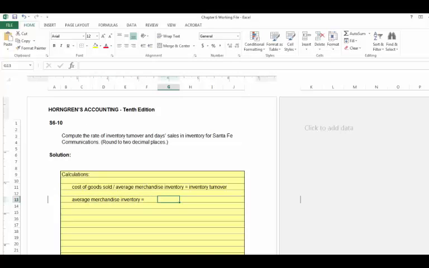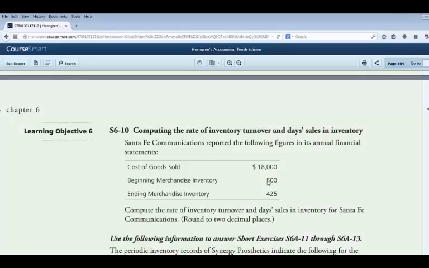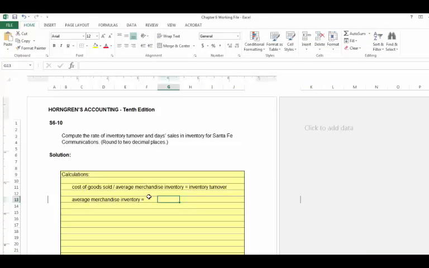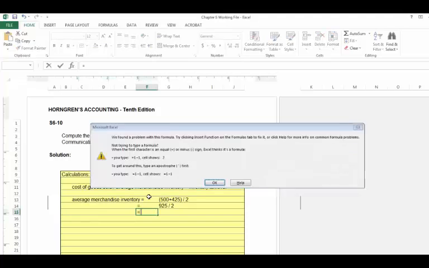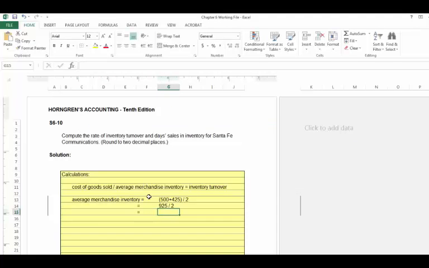Looking at the figures here, we're going to take our beginning inventory of 500 plus our ending of 425 and add them together. So 500 plus 425, divided by 2. That gives us 925 divided by 2, which is going to give us 462.50. So that's our average inventory.